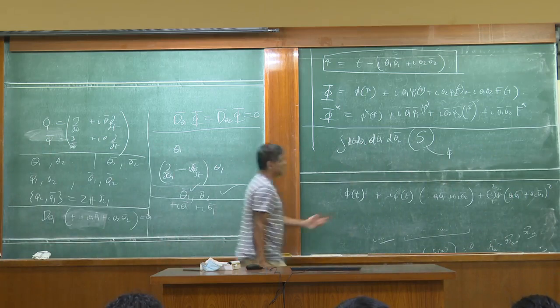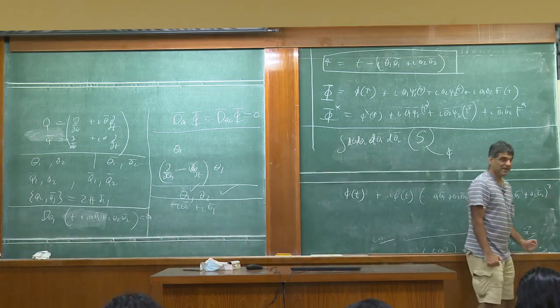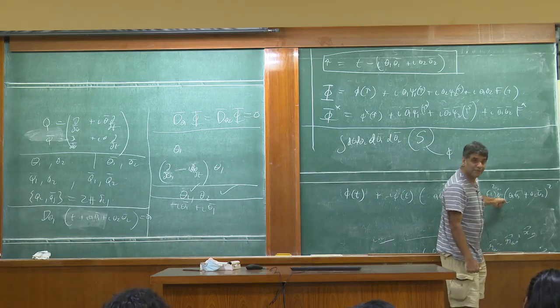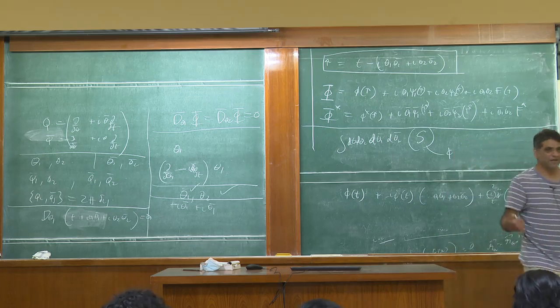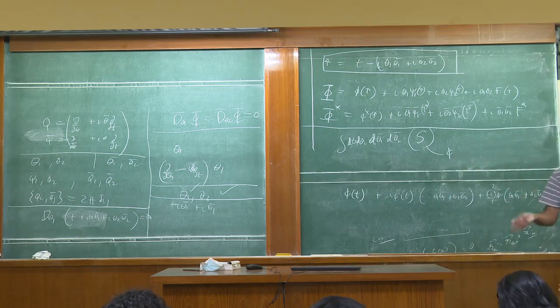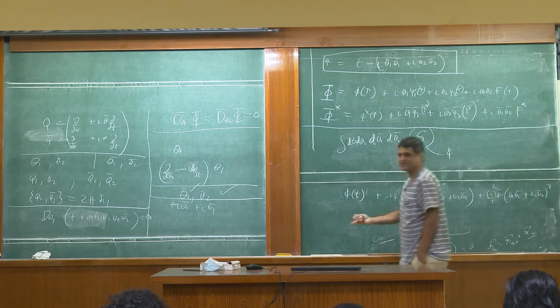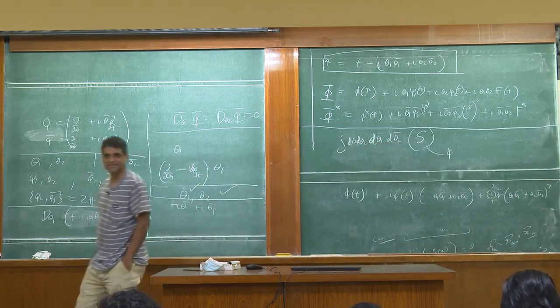This term here is non-zero, but notice that it's multiplying phi double dot of t. Phi double dot of t is a total derivative of phi dot, and so this term gives you a total derivative. Total derivatives don't give you interesting dynamics in Lagrangians, so we're dropping that.